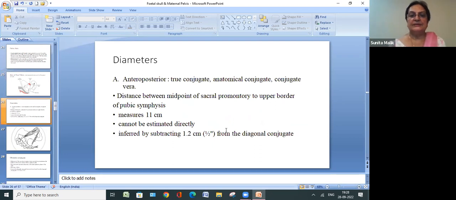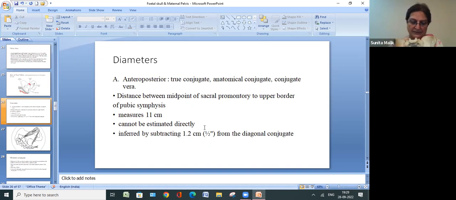Now coming on to the diameters of the inlet. Let's start with that. We have the AP diameter, which goes from the midpoint of the sacral promontory to the symphysis pubis, and it is around 11 centimeters. But it cannot be estimated directly, so we have to use the diagonal conjugate. So in the inlet, we have the true conjugate, the obstetric conjugate, and the diagonal conjugate.